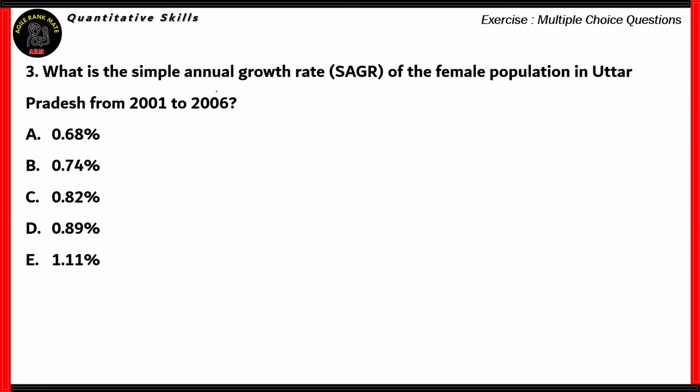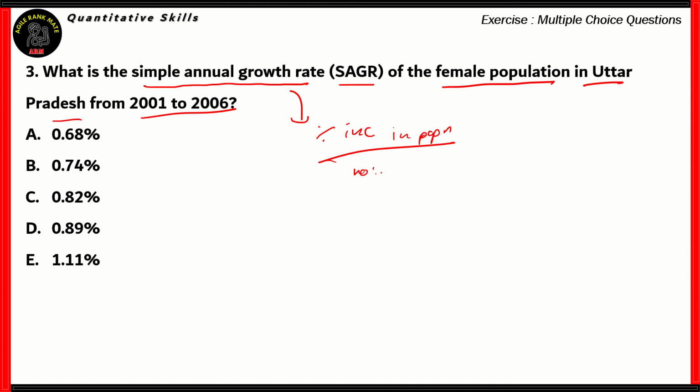Now let's look at this question. What is the simple annual growth rate, or SAGR, of the female population in Uttar Pradesh from 2001 to 2006? So for that, we need to understand what is the simple annual growth rate. Now, the simple annual growth rate is basically dividing the percentage increase in population over the number of years.